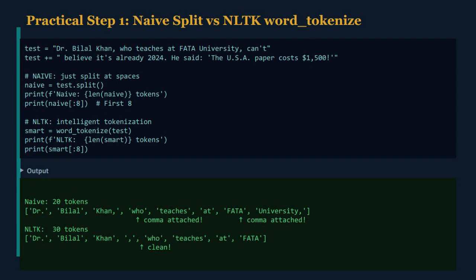Now write naive underscore tokens equal to test dot split with parentheses. And look at the problem in the output. Khan has a comma attached. University has a comma attached. 2024 has a period attached. Each of these is counted as a single token even though the punctuation should be separate. And we have not correctly handled the contraction can't, or the abbreviation USA at all.